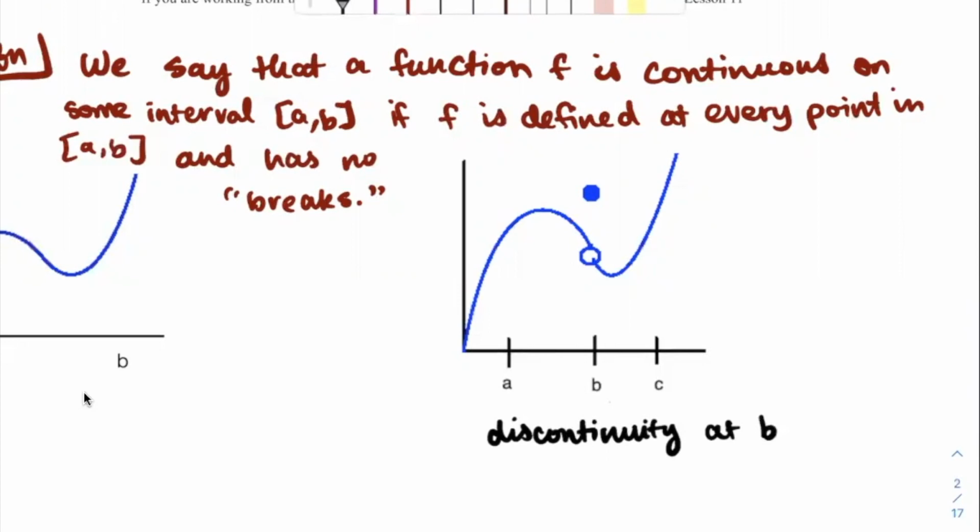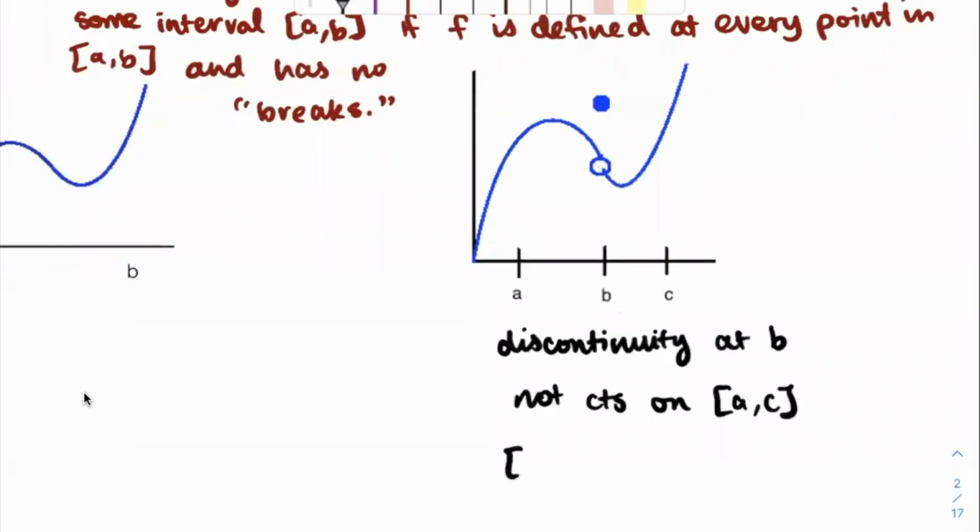However, this does mean that the function is not continuous on the interval from A to C because B is inside that interval. But because there's only this one discontinuity at B, it is possible to narrow down the interval so that the function is continuous on some smaller interval. In fact, if we pick our interval to be from A to B, but not including B, or from B to C, again not including B, then the function is continuous on both of these.